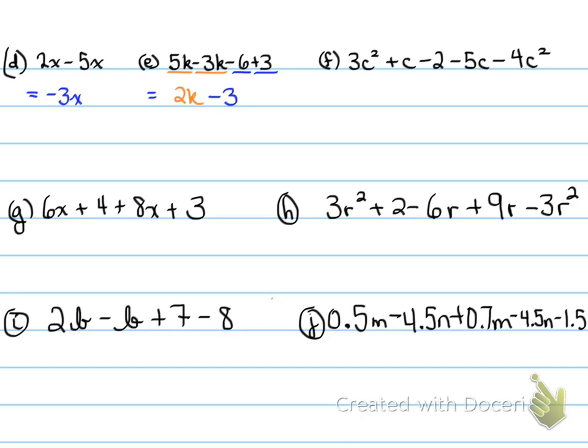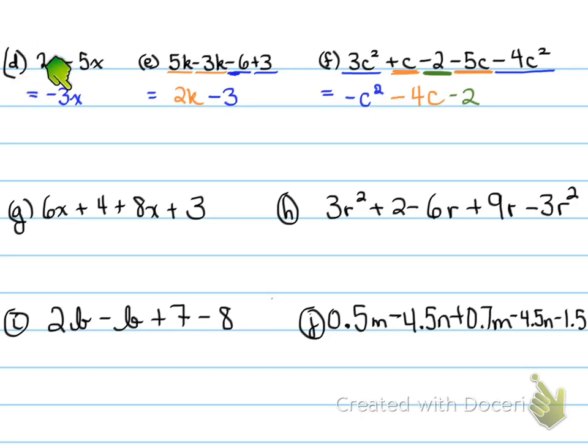Let's try f. Which ones are like in f? Well, that is 3c squared and minus 4c squared gives us negative c squared. Plus c minus 5c gives us negative 4c. And then we have a minus 2. That is the leftover piece of that expression. So our final answer is going to be negative c squared minus 4c minus 2.